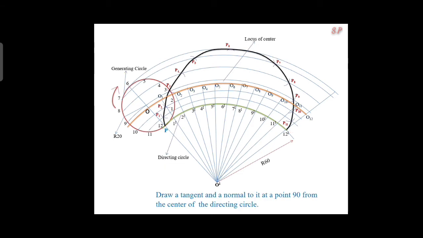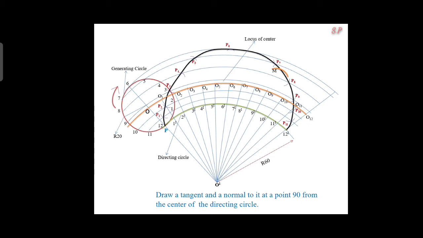Next in the same problem, we are going to discuss how to draw a normal and tangent line. Draw a tangent and a normal to it at a point 90 mm from the center of the directing circle. Center of the directing circle means that is the O dash point. From the O dash you take 90 mm distance in your canvas. You draw the arc on our epicycloid curve. That epicycloid intersecting point you note, that is a point capital M.